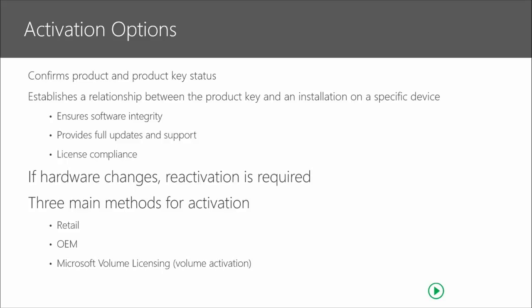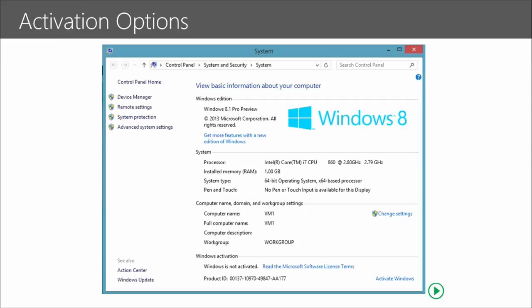So there are three main ways to activate here. We've got retail, where you go to the store and buy Windows. That's a retail activation. OEM is when you buy a laptop, desktop, or tablet from a hardware manufacturer, and they ship it to you. It's already activated. They've already activated it for you. That's OEM activation. And the third one is, let's say you're doing your own deployments internally. Then you want to activate your own systems. That's called volume licensing activation, or volume activation.